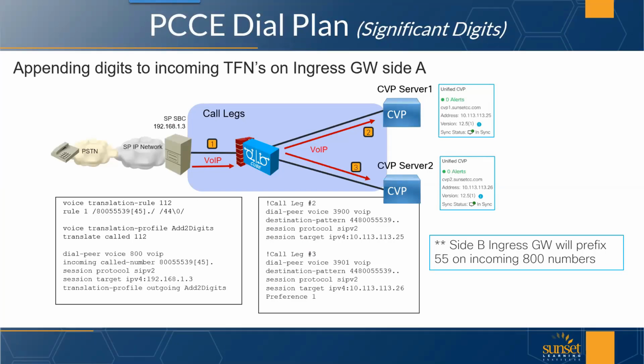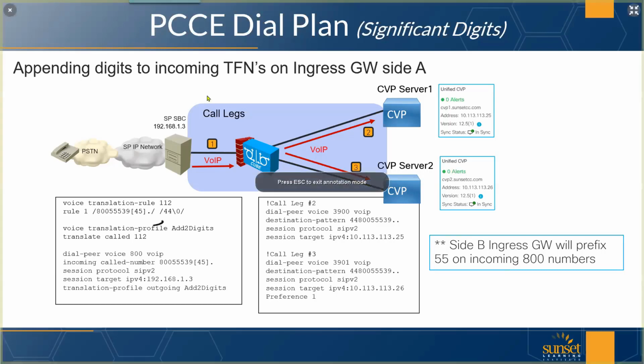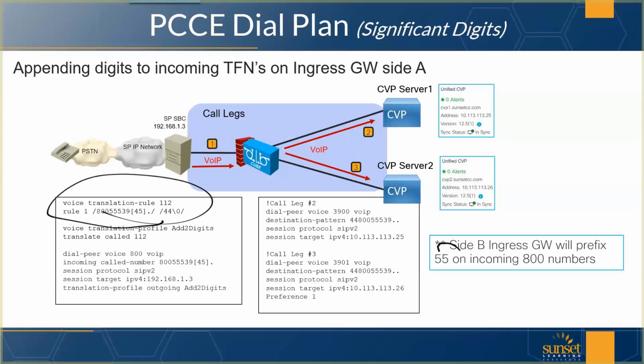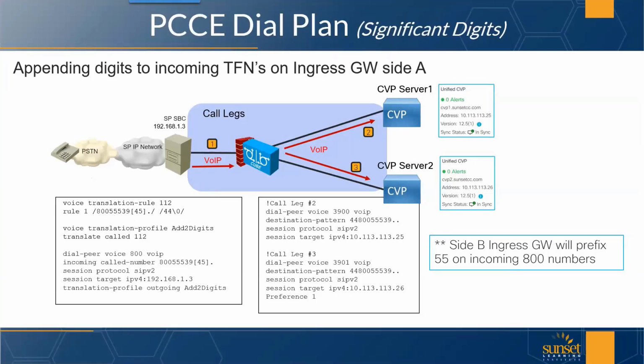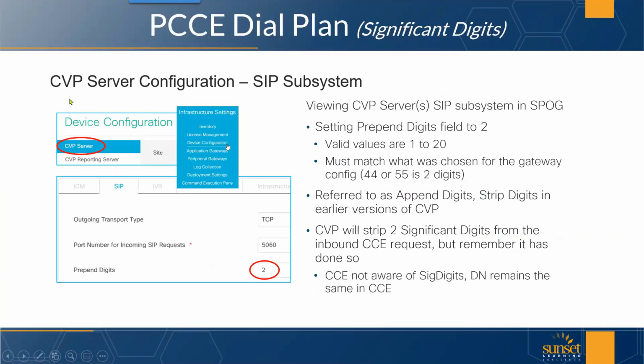We'll append the digits on the ingress gateway using these commands. Notice here that this is a snapshot of a side A gateway, and this rule 1 configuration is responsible for appending 44. If we were to look at a side B gateway, we'd have the same sort of IOS dial peers, etc., and rules, but we would be appending 55. So that's how we're appending one or the other.